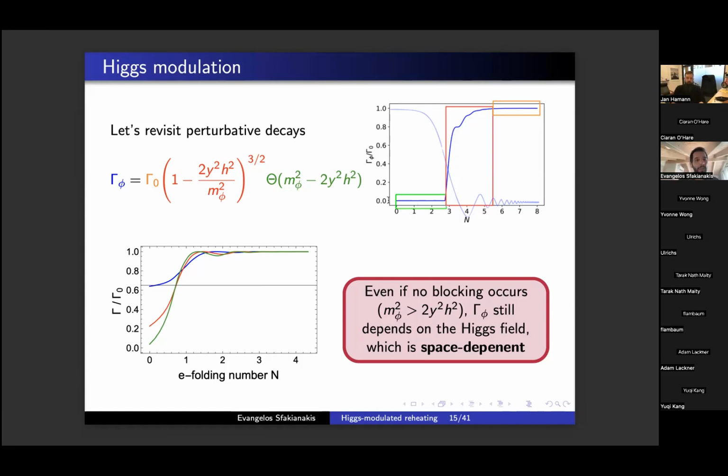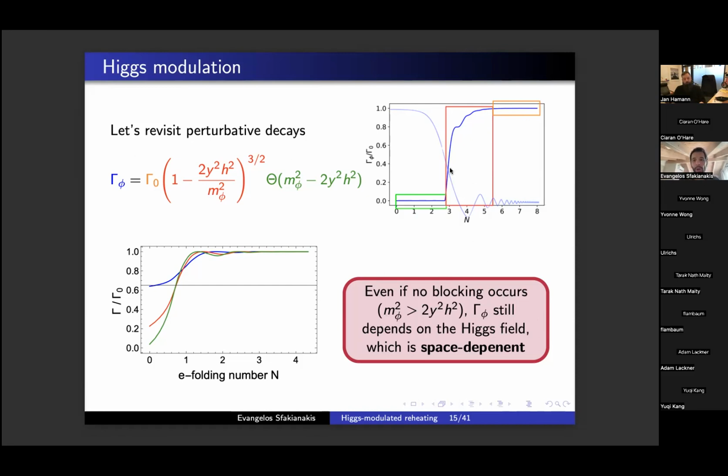When this channel opens, I don't immediately go to the nominal decay rate, because I have this kinematic factor. I decay to two massive particles, so I have a kinematic factor telling me what phase space is available for me to decay, and that changes the decay rate from the one I would have if I was decaying to massless fermions. And then once the Higgs completely decays, I asymptote to the nominal, or maximum, decay rate.